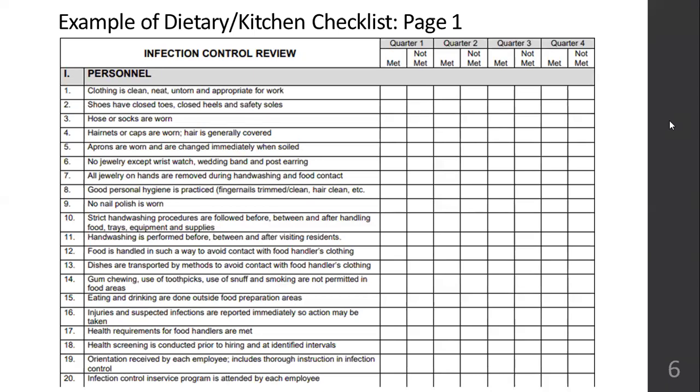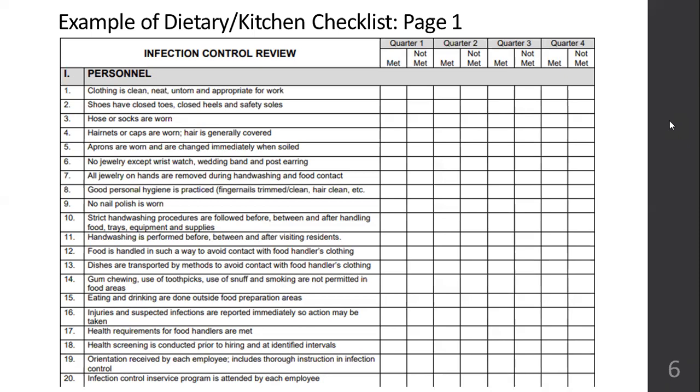Socks should be worn. Hair net or hair cap are worn, and hair should be completely covered under the hairnet. Aprons are worn, and they are changed immediately whenever they get soiled. It should be changed immediately. So disposable aprons can be used.